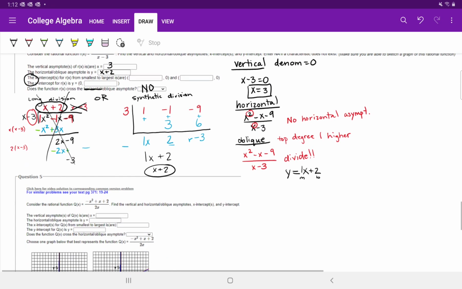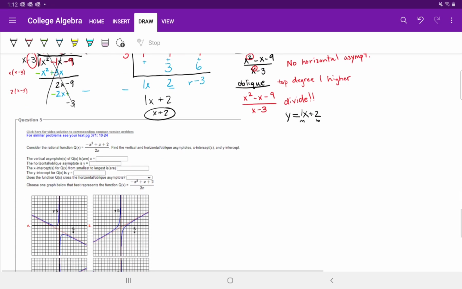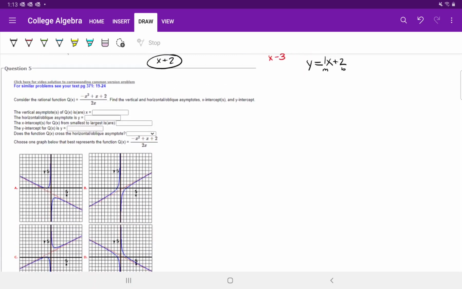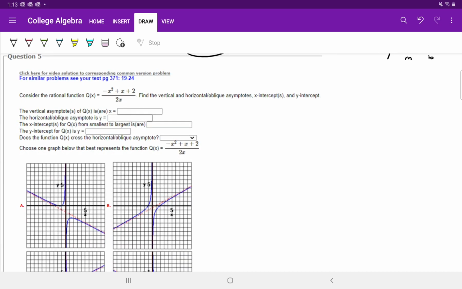Question 5. In question 5, we're answering very similar questions. We want to take this rational function and find our asymptotes. So we're going to start with vertical asymptotes. We set the denominator equal to 0, and we solve for x, which just requires dividing both sides by 2. So we get the vertical asymptote at x equals 0.